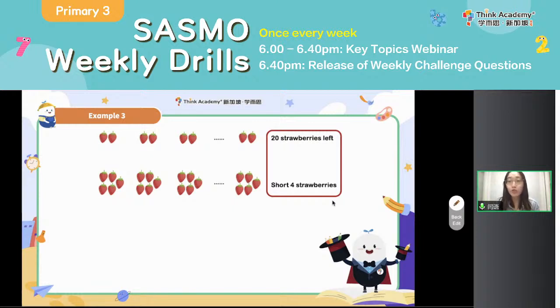Now following this again, think about it. We always try to compare the result. In the first scenario, there are 20 strawberries left, but in the second one, there are 4 strawberries missing. So what is the big difference here? Is it 20 minus 4? Think about it. Pay attention, big difference.